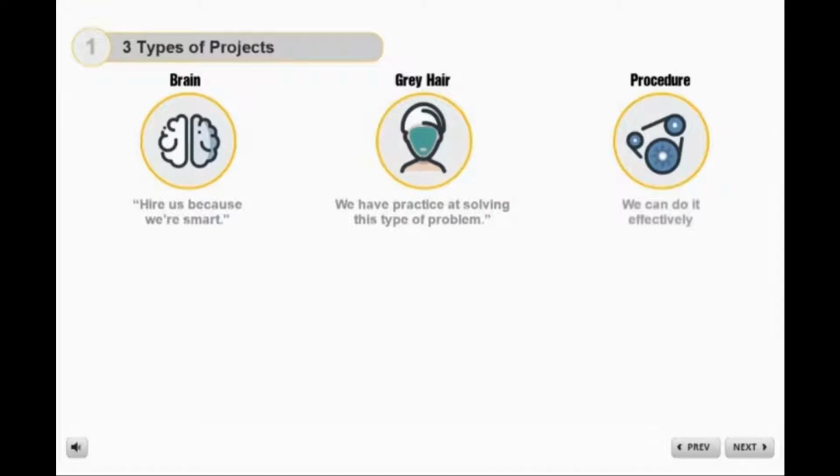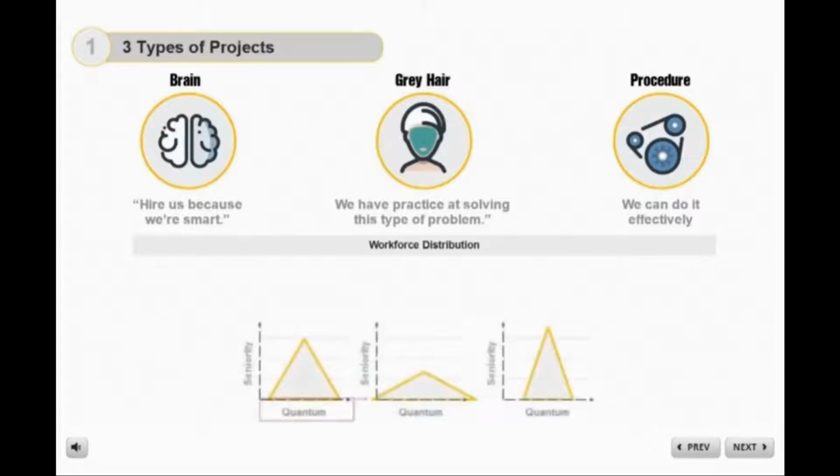Let's now estimate the kind of workforce requirement for each of the three types of projects. The graphs that you see here, on the x-axis, depict the quantum of resource required to complete the project. And on the y-axis, they depict the seniority of resource that will be required to complete the project. Please drag and drop the right workforce requirement graph to the right type of the project.